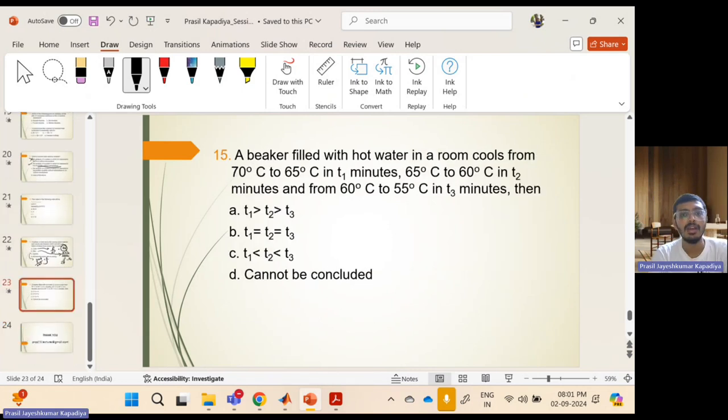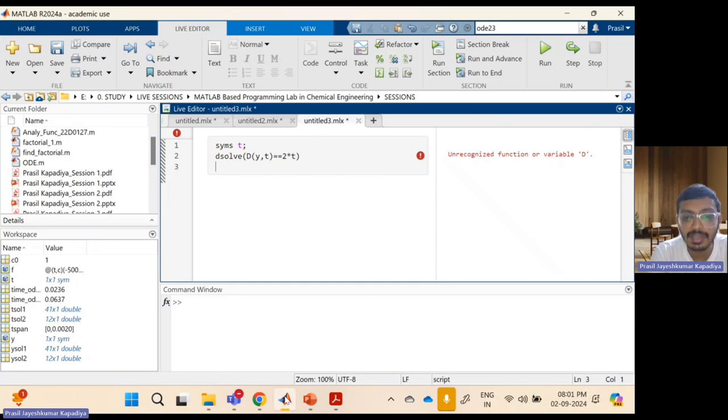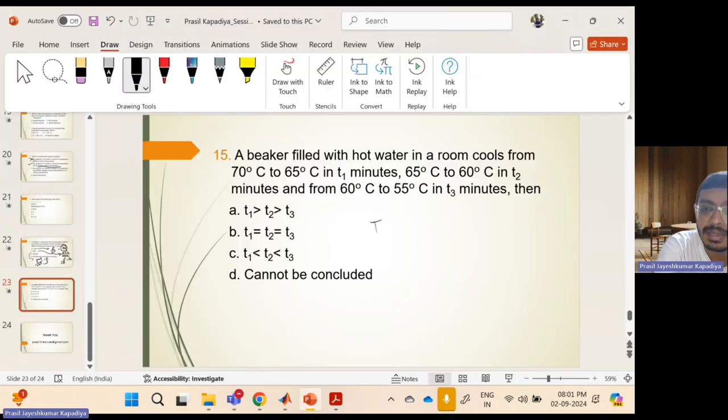Now next question. A beaker filled with hot water in a room cools from 70 to 65 in T1 minutes, 65 to 60 in T2 minutes, and 60 to 55 in T3 minutes. Then what is the actual case? So if we see this equation, (T minus T infinity) divided by (T naught minus T infinity) is equal to exponent of minus hA t divided by rho V Cp.